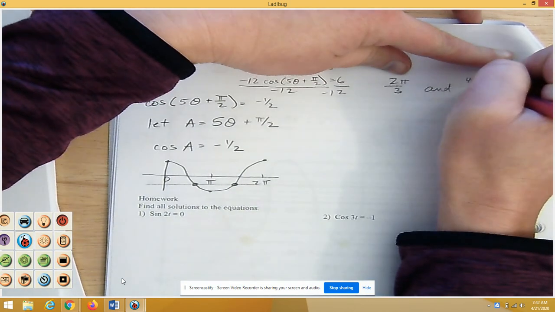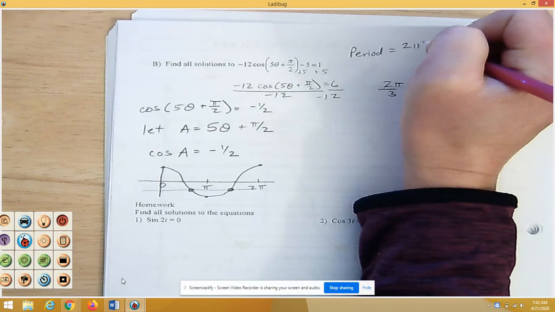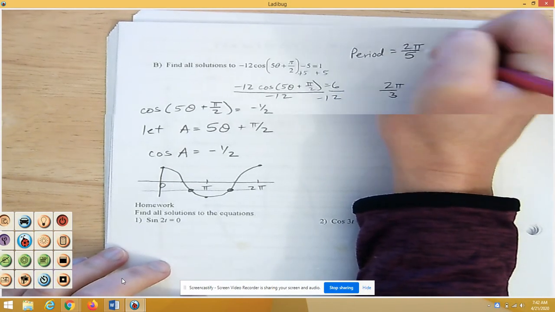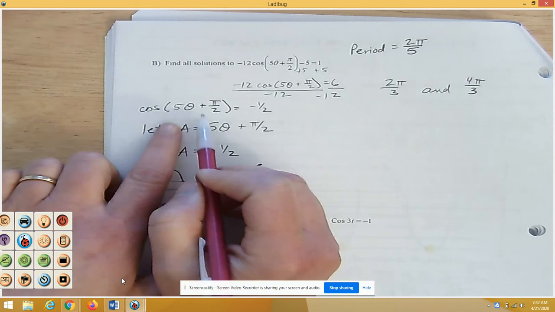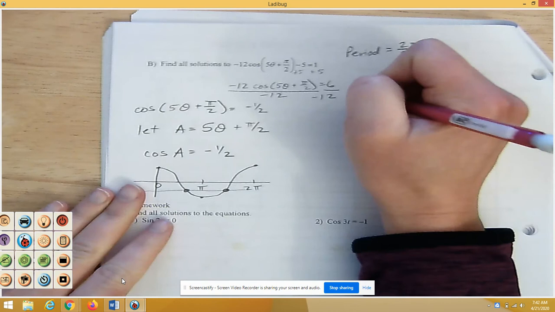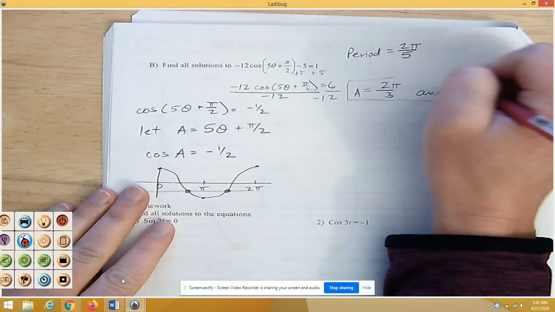Okay, the other thing that I am concerned about is the period. So the period here is going to be 2 pi over b. So 2 pi over 5 is going to be my period of the original function, which is important for me. So I will need that later as we get our final solution. So now remember, this is what A equals. So I got A equals 2 pi over 3 and A equals 4 pi over 3. So now I actually have to go through and substitute. I'm going to have to do this twice. You are going to need a little bit of room.